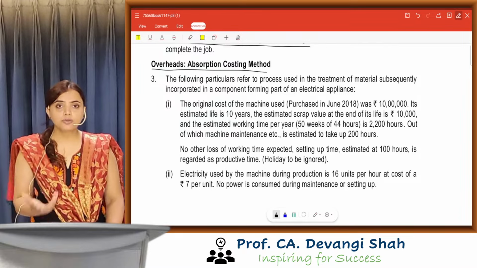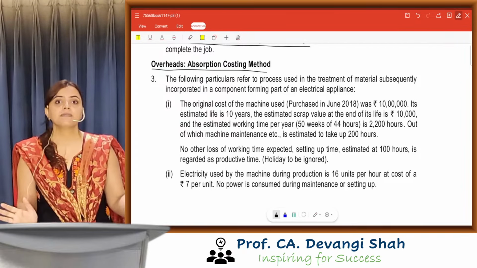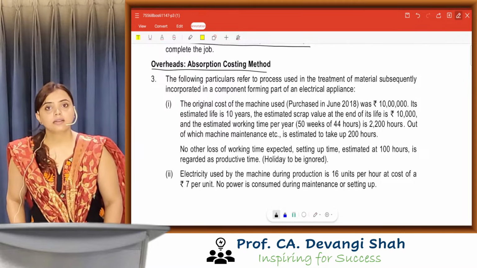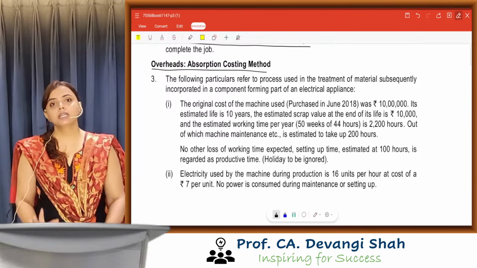It's not about absorption costing. We need to know fixed overheads. We need to know about fixed overheads for every other chapter we are going to do. Can you imagine any business without incurring fixed overheads?